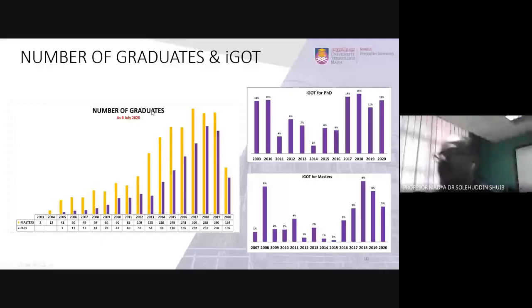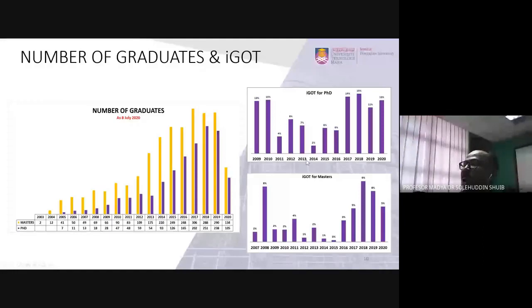Okay, the last slide that I would like to highlight here is the number of graduates. If you look at the number of graduates that we have here for master students, for 2019 we have 290 for masters and 238 for PhD. For this year, as of 8th of July, the number is still very low.